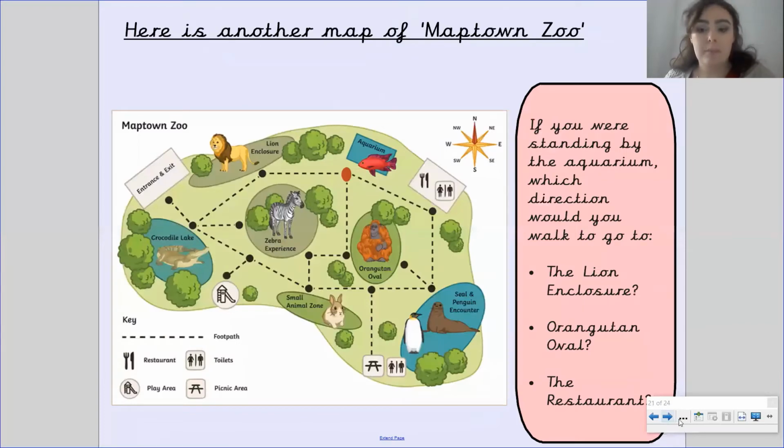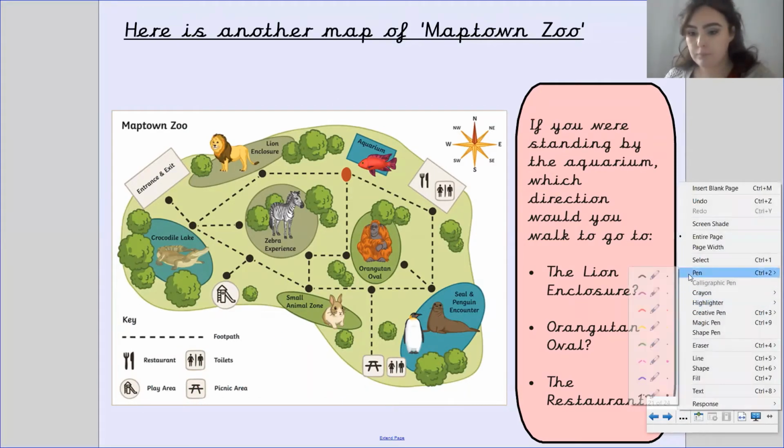Here's another map of Maptown Zoo. So here you can see the map. We can see a key here as well. So we know that for every dash line that we see, it's a footpath. So all of these here are footpaths. We can see that the fork and the knife represent the restaurant. We can see that this symbol here represents a play area, looks like a slide. The picnic bench represents the picnic area, and then this symbol here represents the toilets.